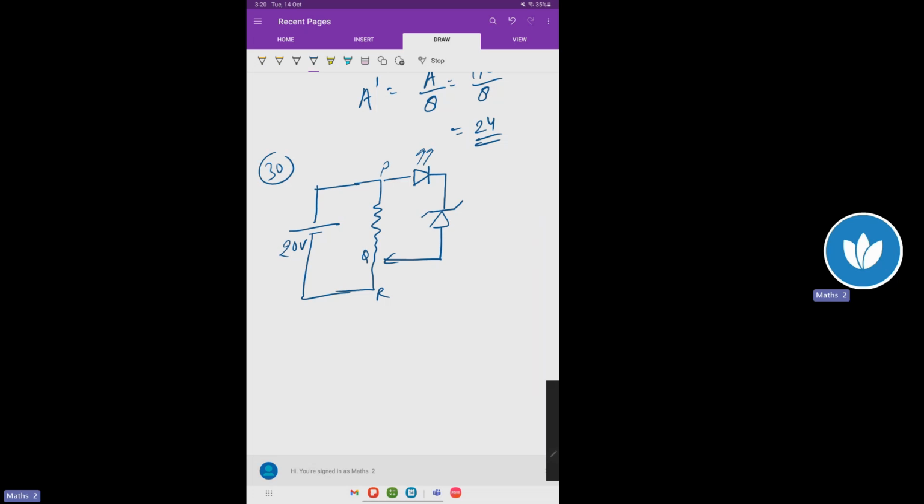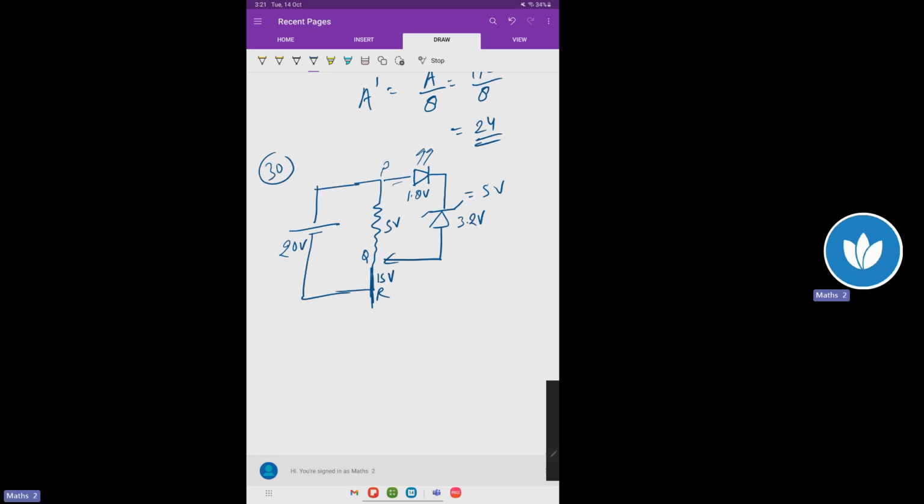Potential divider circuit is connected with the DC source of 20 volt. A light emitting diode of low voltage 1.8 volt, and a Zener diode of breakdown voltage 3.2 volt. Now this total voltage becomes 5 volt. So this voltage is 5 volt and this remaining voltage is 15 volt.